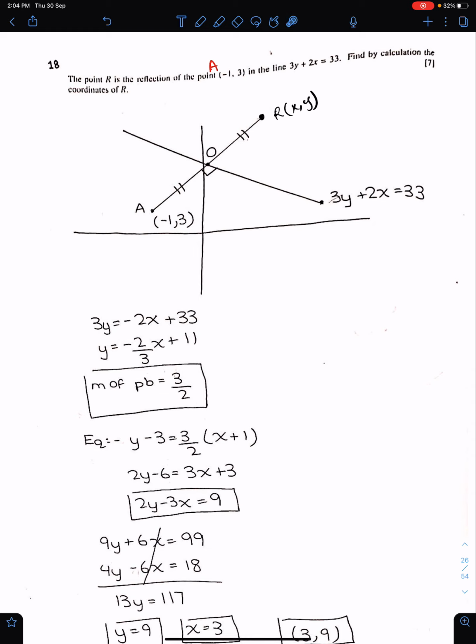Distance of this point A to this line is exactly the same as the distance of its image R from this line. In reflection, the distance of the object to the line of reflection and the distance of the image to the line of reflection are both the same. In fact, the line of reflection is the perpendicular bisector of the object and image line. This line of reflection is the perpendicular bisector of line AR.